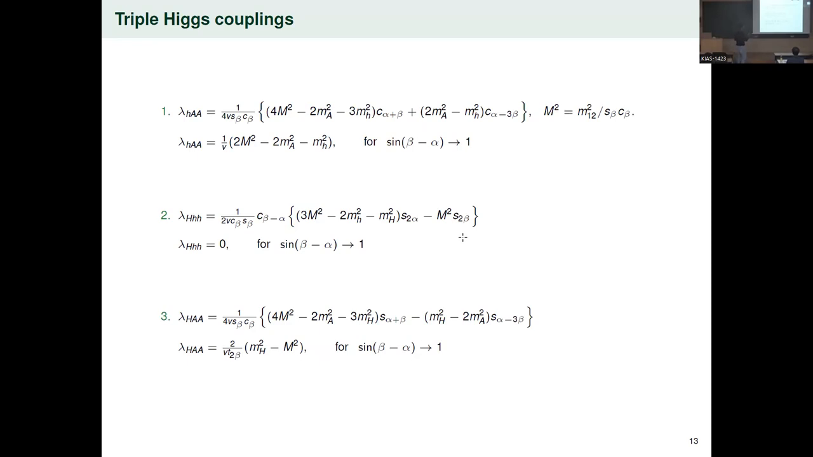And the heavy Higgs to light Higgs coupling is given like this, which vanishes at the alignment limit. And the heavy Higgs coupling to the pseudoscalar is given like this. And in the alignment limit, it takes this form. So for the case of a light pseudoscalar, the heavy Higgs will either decay into a pair of pseudoscalars or into a pseudoscalar and a gauge boson. Because the heavy Higgs is fermiophobic, it cannot decay dominantly into fermions.